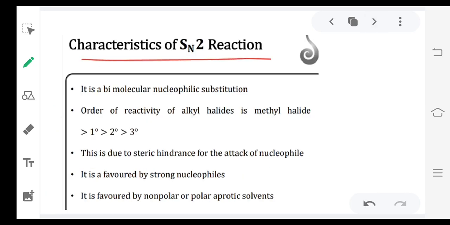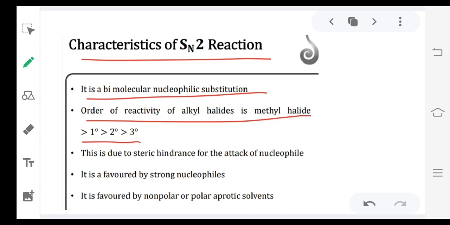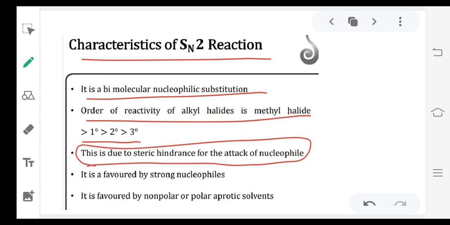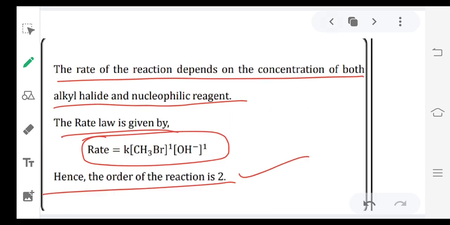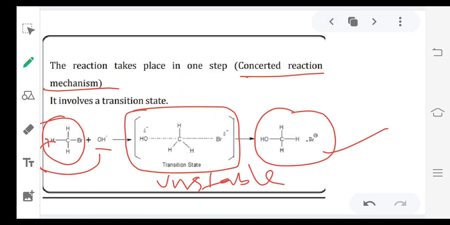What are the characteristics of SN2 reaction? It is a bimolecular nucleophilic substitution reaction. The order of reactivity of alkyl halides is first methyl halide, next primary, secondary, tertiary, because here steric hindrance is increasing from methyl halide to tertiary halide. When steric hindrance increases, the attack of the nucleophile will be difficult.